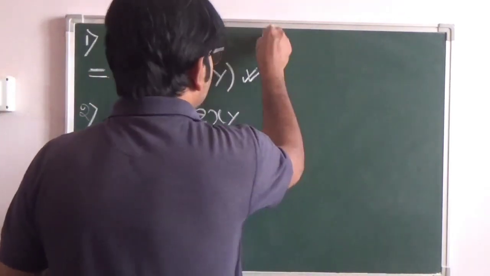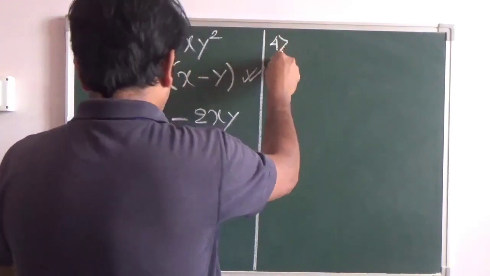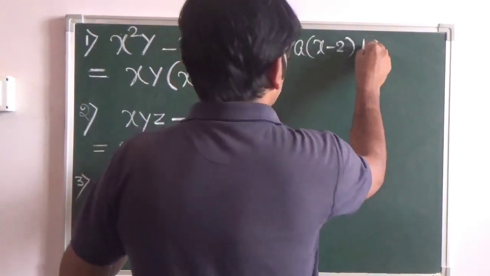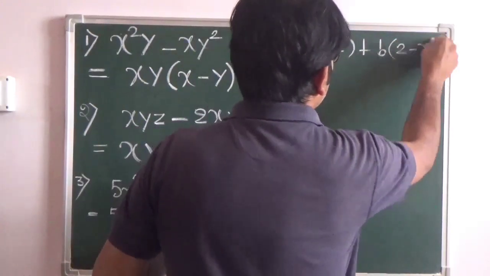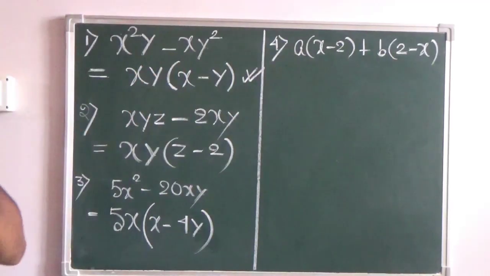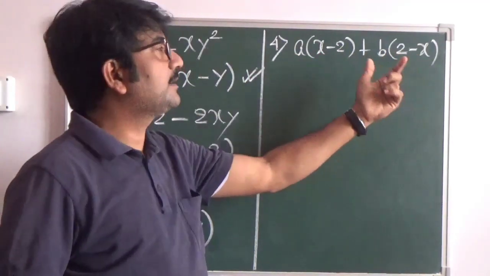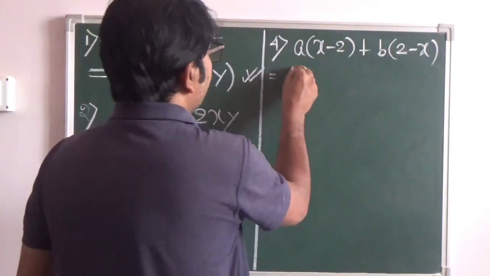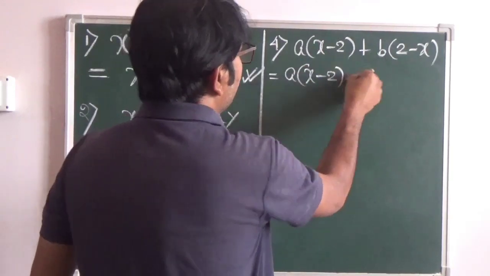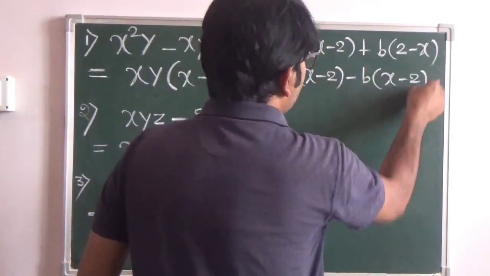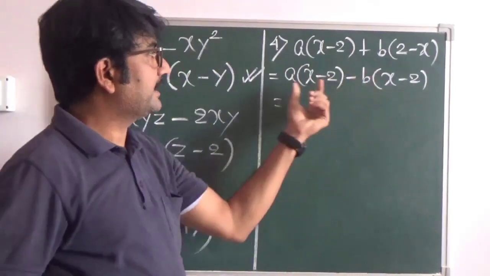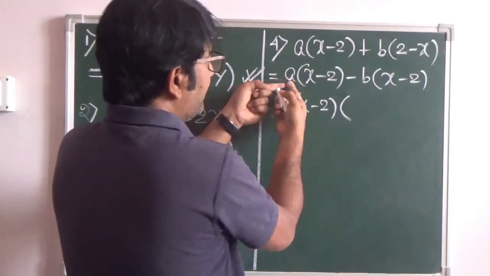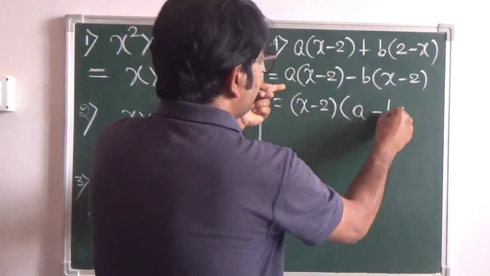Then we have number 4: a into x minus 2 plus b into 2 minus x. It seems that it is x minus 2 and it is 2 minus x. We can make it x minus 2 by taking minus 1 common, so it takes the form minus b of x minus 2. Now from these two we have x minus 2 as a common factor. So we take x minus 2 common, and from the first term it is a, and from the second term it is minus b.